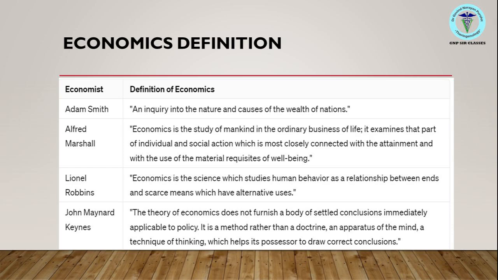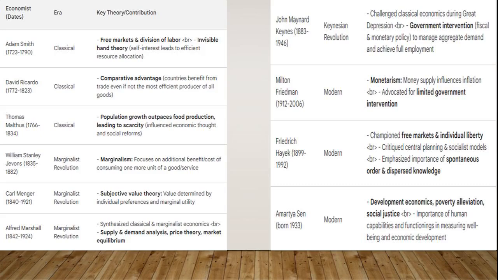As per Lionel Robbins, economics is the science which studies human behavior as a relationship between ends and scarce means which have alternative uses. And John Maynard Keynes defines economics as: the theory of economics does not furnish a body of settled conclusions immediately applicable to policy. It is a method rather than a doctrine, an apparatus of the mind, a technique of thinking, which helps its possessor to draw correct conclusions. The above two tables also describe the different scientists, their era and the theory they provided.